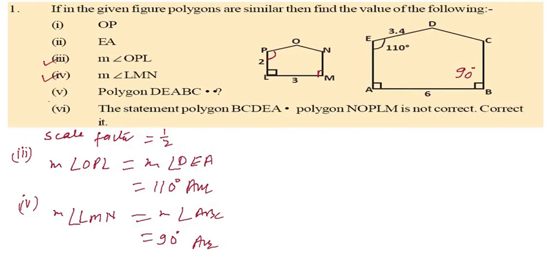Now come to the fourth. Polygon DEABC. DEABC. It is your pentagon. So the fifth one is pentagon.